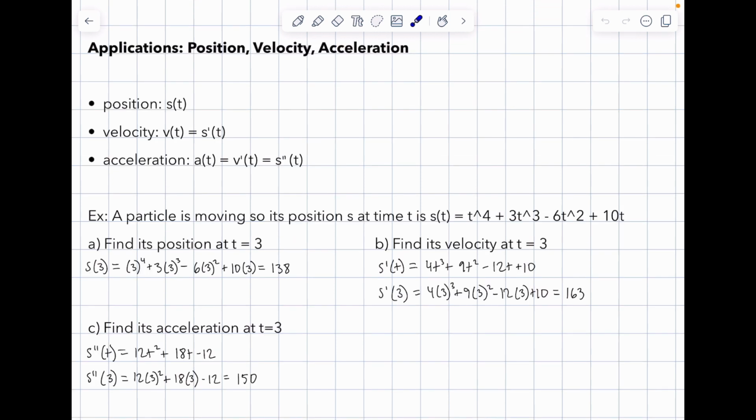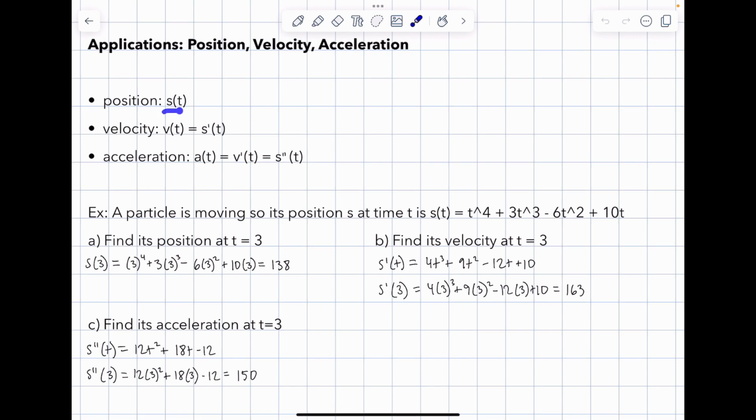Okay, so now some applications of derivatives in position, velocity, and acceleration. The notation for position is s of t, and the notation for velocity is v of t or s prime of t, because velocity is the derivative of position. And acceleration will be a of t, which is also v prime of t, because acceleration is the derivative of velocity, or s double prime of t.